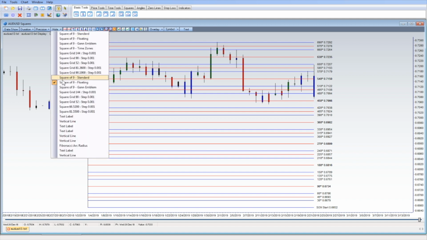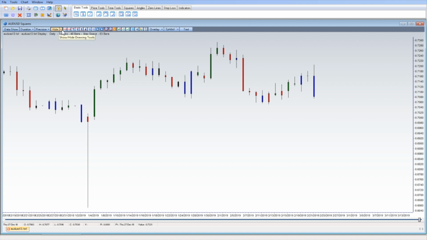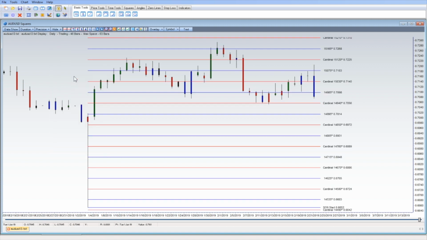Let's go to the standard square of 9. You see there it didn't hit anything, so that's why it's hit or miss. That's why you got to look at all the different levels. It just kind of floated in the atmosphere and then just shot back down. It went through the cardinal, went through the 14.985 degree, and it's here finding support.